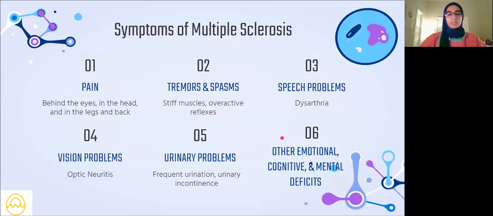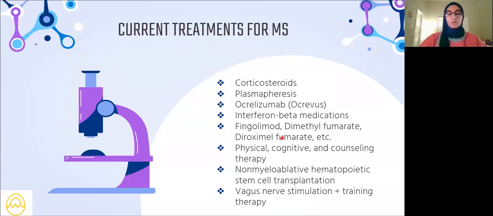Patients of multiple sclerosis may also experience various emotional, cognitive, and mental deficits, including but not limited to depression, mood swings, and anxiety. As of today, there is no cure for multiple sclerosis. Current treatments either treat the symptoms of multiple sclerosis or slow the progression of the disease. For instance, doctors may prescribe corticosteroids to multiple sclerosis patients to reduce nerve inflammation.